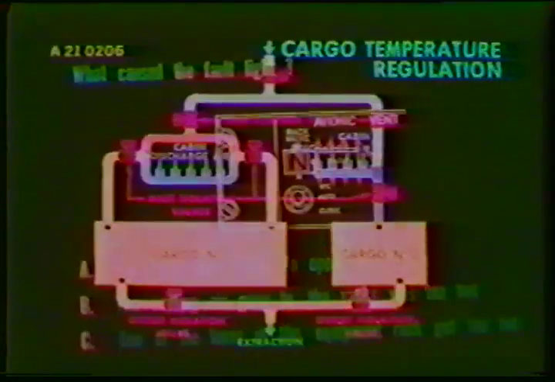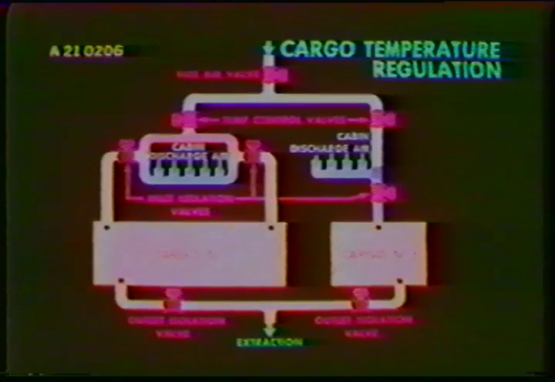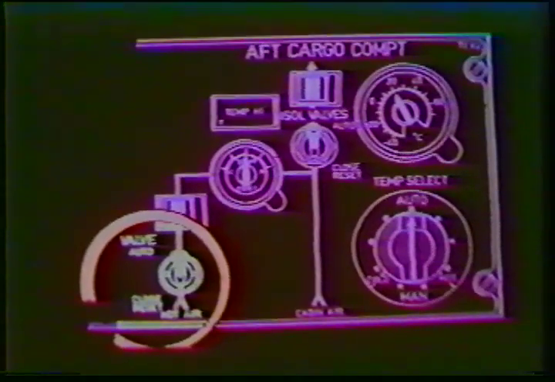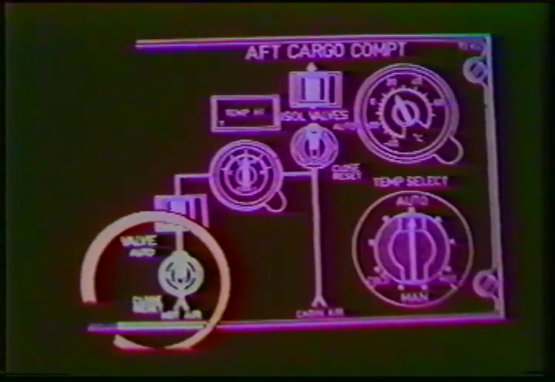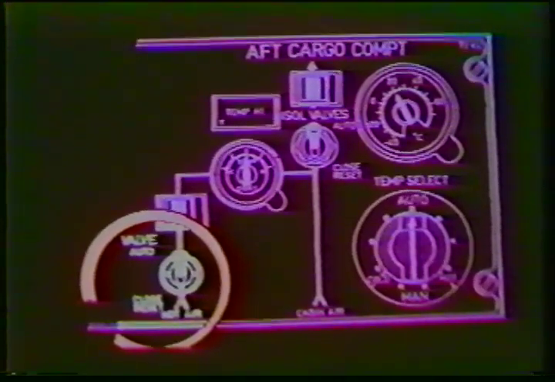Cargo heating is provided for the aft cargo compartment. The air used for heating is the air discharged from the cabin and hot trim air from the hot manifold. Air from the hot manifold will supply the aft cargo compartment through a hot air valve. The valve position is shown by a magnetic indicator.